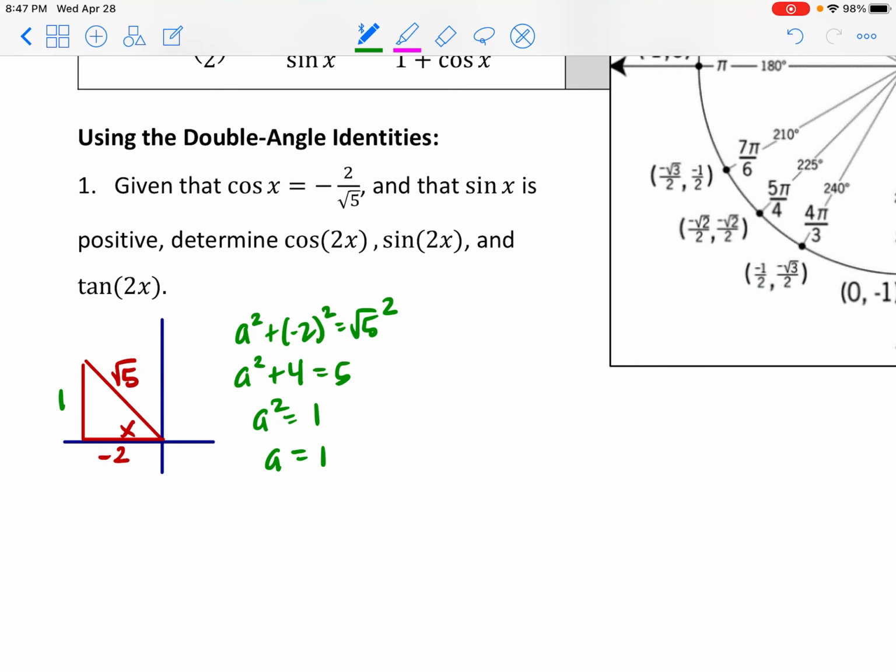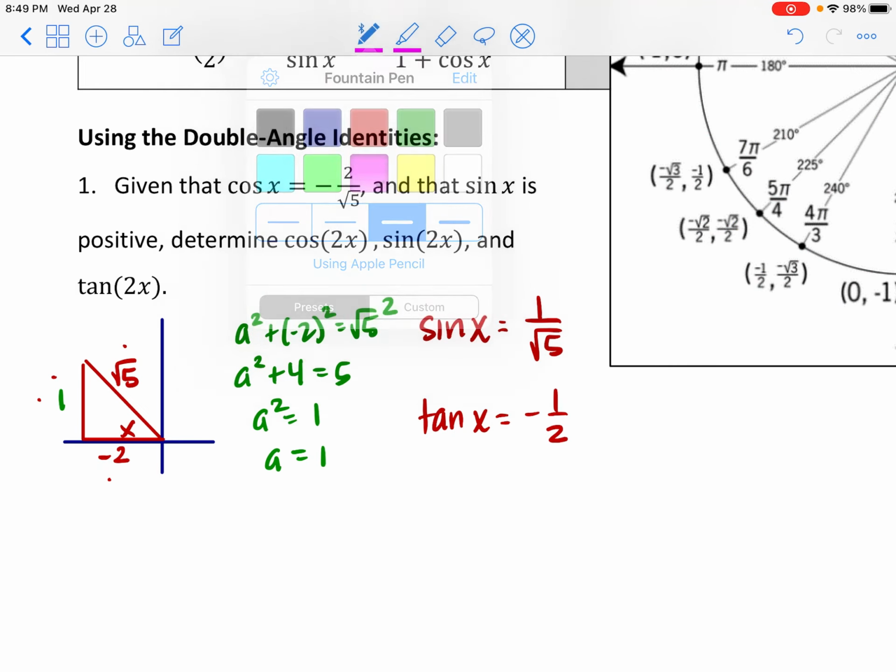So now, not only do I know that the cosine of x is equal to negative 2 over radical 5, I can also say that the sine of x is equal to the opposite side over the hypotenuse, so that's going to be 1 over radical 5, and I can say that the tangent of x is going to be the opposite over the adjacent, so that's going to be negative 1/2. So now I know the cosine, sine, and tangent of x, which will help me in finding the sine, cosine, and tangent of 2x. Okay, so one at a time here.